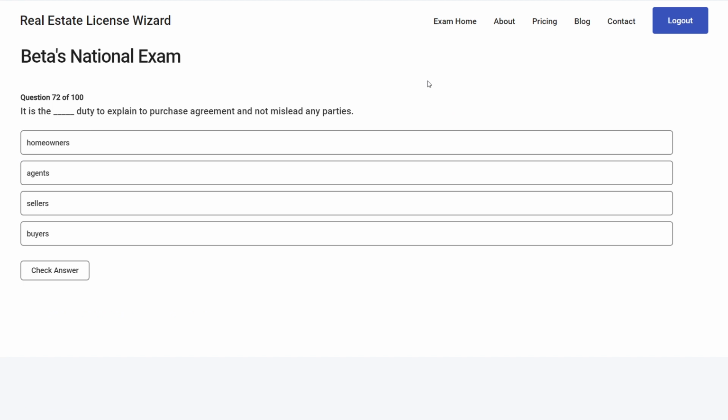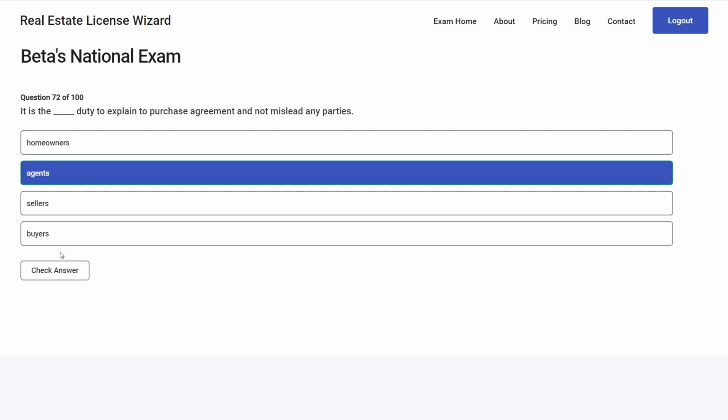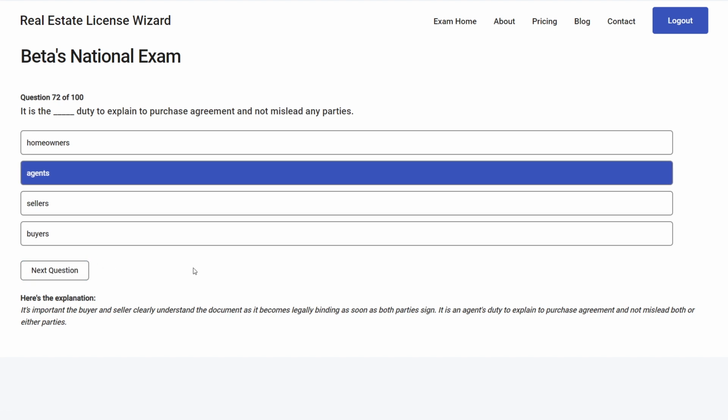Okay, it is the blank duty to explain the purchase agreement and not mislead any parties. Is it the homeowners, the agents, sellers, or buyers? All right. Think that one over. Come up with a good educated guess or answer. All right, you guys figure it out? This one's going to be the agents, guys. It's important that the buyer and seller clearly understand the document as it becomes legally binding as soon as both parties sign.